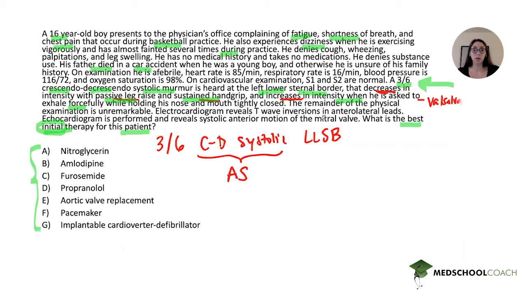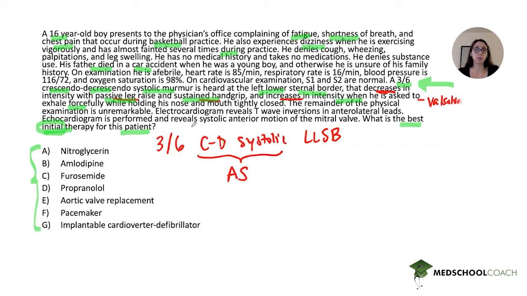EKG reveals T-wave inversions in the anterolateral leads. Now, this is kind of an advanced finding, and we'll talk more about that. You don't need to know what it is to get this question right. It's there mainly to confuse you and to distract you from the meat of the question, which really relies on your understanding of these maneuvers and how they affect the murmur intensity. So you don't even need to know what these refer to get this question correctly.